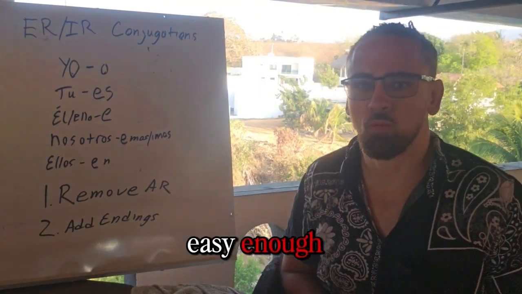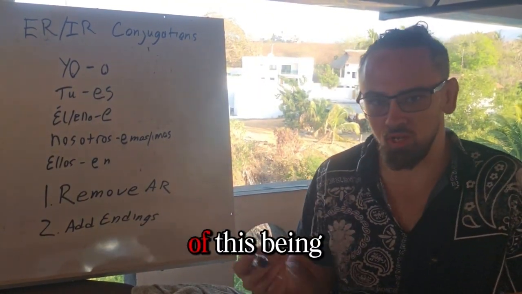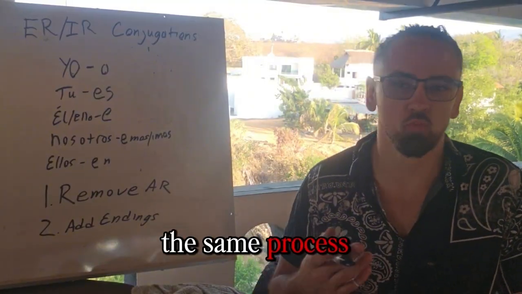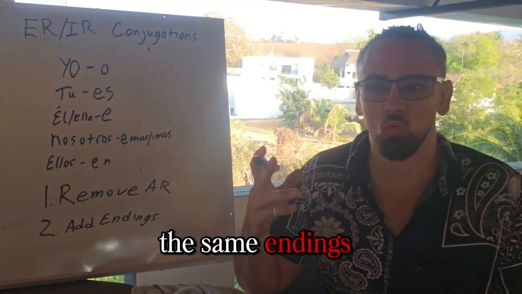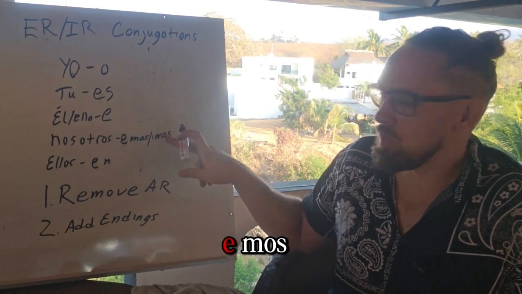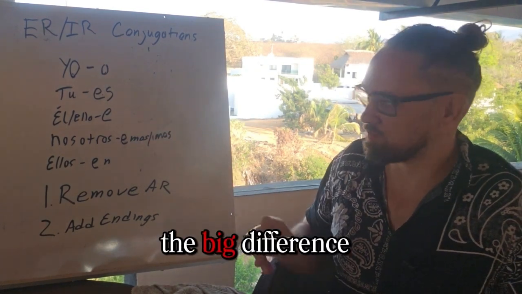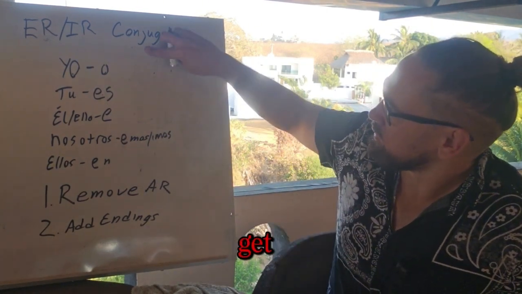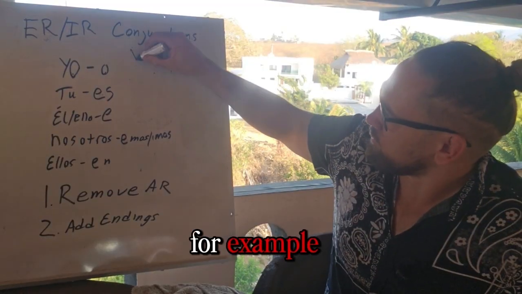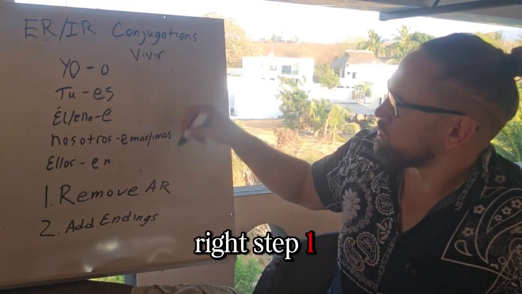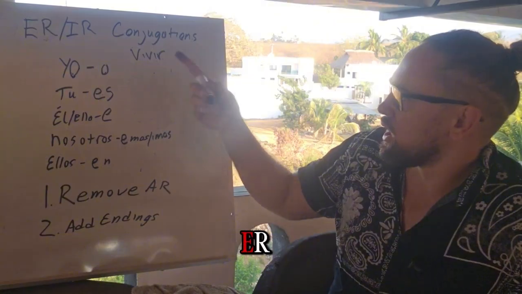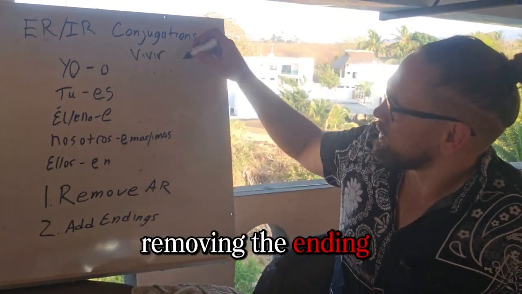Easy enough, right? Now, in the case of this being an IR, we're going through the same process. We're using, for the most part, the same endings. We're just making sure that we change, instead of EMOS, IMOS. That's the big difference, right? So if I get, for example, vivir, right? Step one, remove that AR, ER, IR. Doesn't matter. We're removing the ending, right?